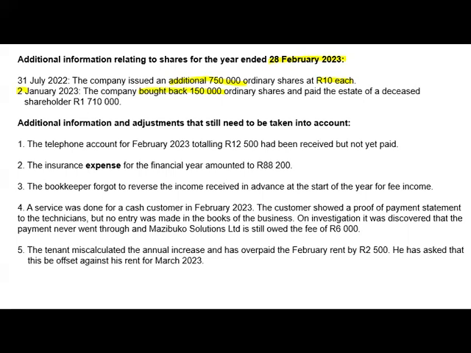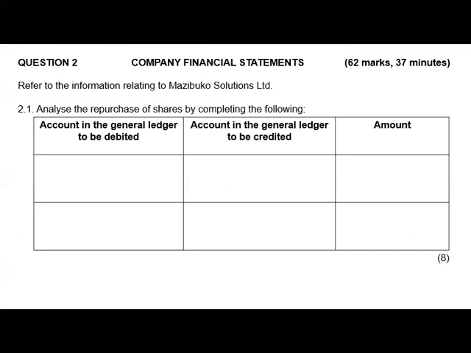Normally, where do you record information about shares? Ordinary share capital. Was it asked in this question? It wasn't asked. Instead, what were you asked? We were asked to complete this table over here, right?